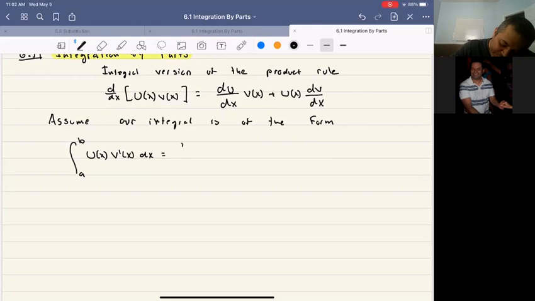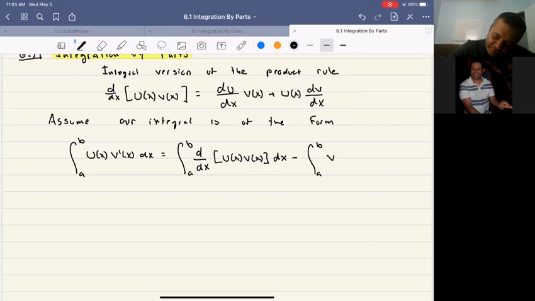So we're going to say that equals the integral from a to b of the derivative of u of x, v of x, dx, minus the integral from a to b of v of x, that's this thing, times du/dx dx. Let me write that u a little better.